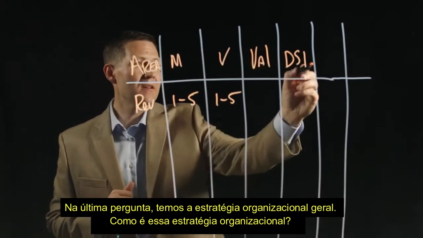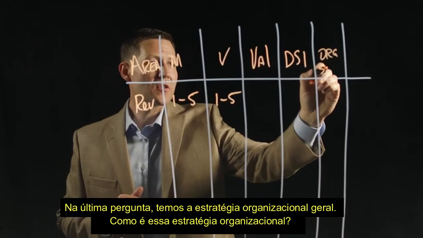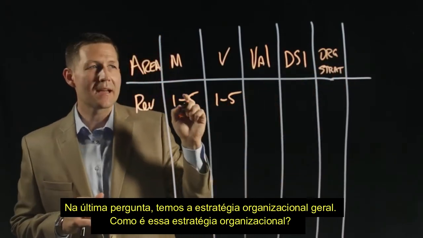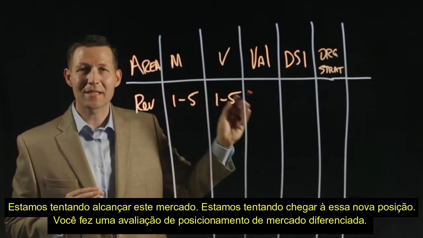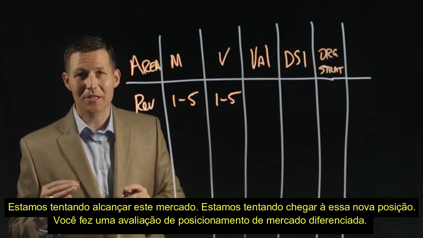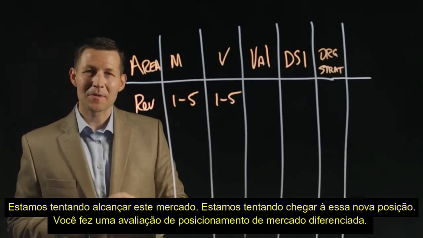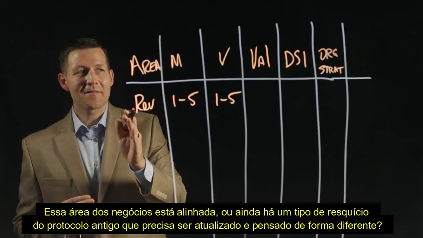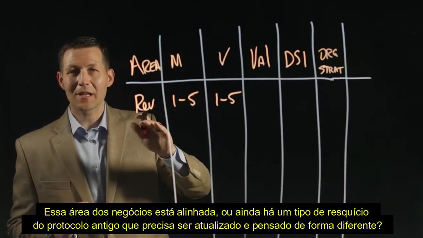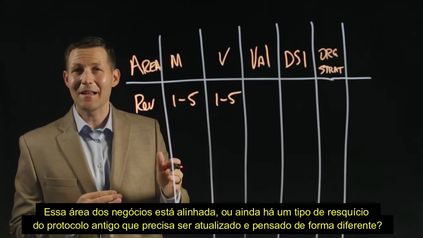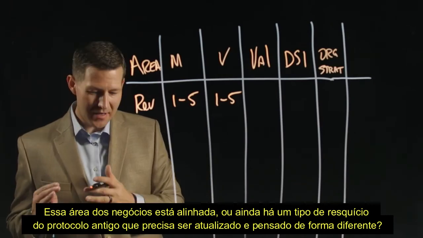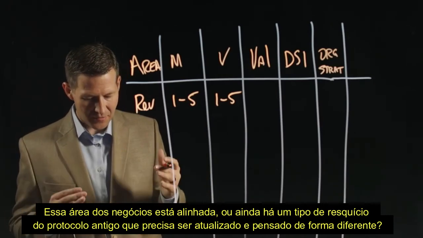And the last question being, we have an overall organizational strategy. We're trying to reach this market. We're trying to go to this new position. You've done all this different market positioning assessment. Is that area of our business supportive and currently aligned, or has it still got legacy remnant protocol that needs to be refreshed and thought about differently?